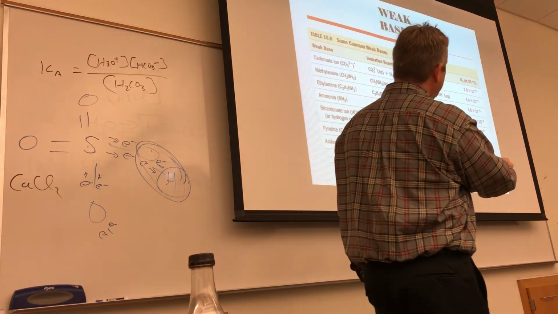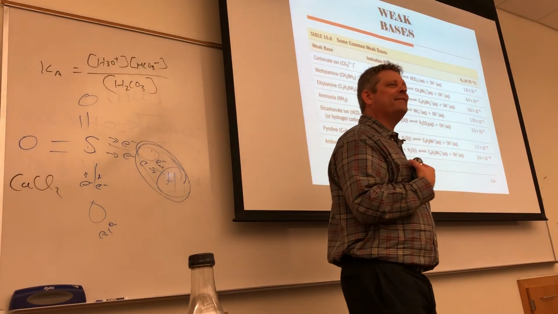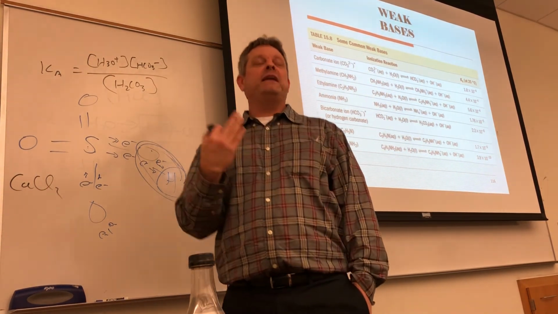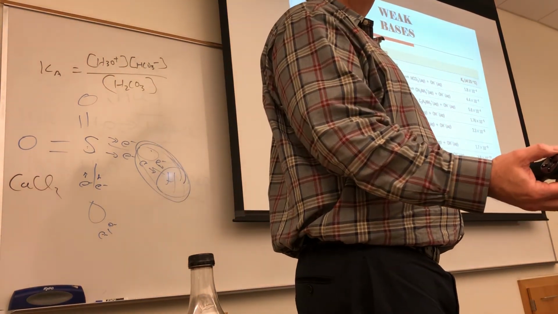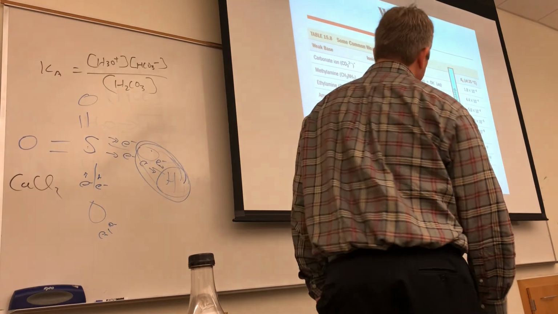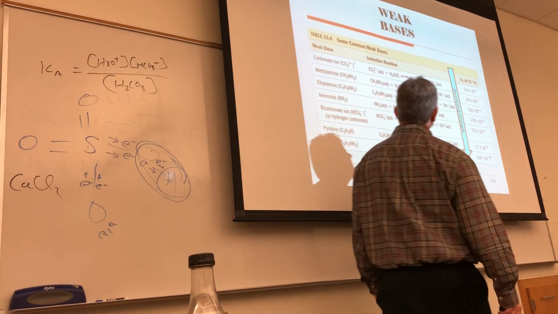So the higher the Kb, the stronger the weak base, right? The same way I said it with the acid. Because if you didn't have a Kb, it's already a strong base. So you don't have one, right? Okay. So this decreases in strength as you decrease the Kb.